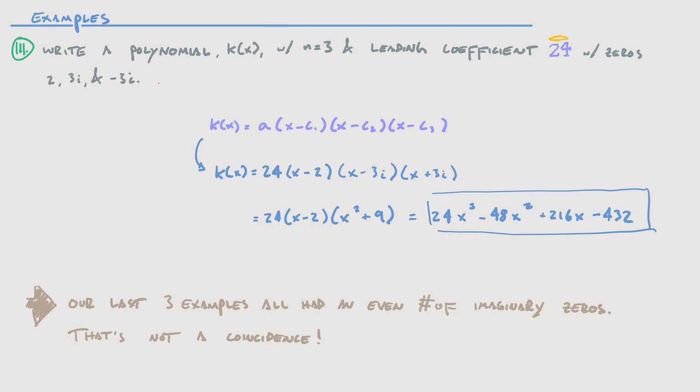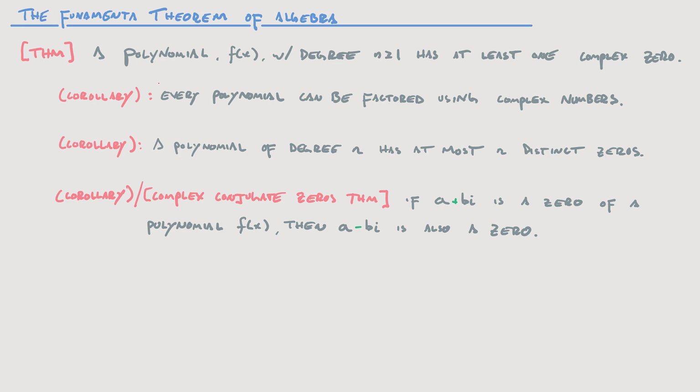This is actually the third corollary to the fundamental theorem of algebra, which actually has a name. It's called the complex conjugate zeros theorem. By the way, I didn't mention this, but the previous corollary also has a name. It's called the number of zeros theorem. I kind of skipped over that, but that's okay. We can call it the second corollary to the FTA as well. But anyway, the complex conjugate zeros theorem says that if a plus bi is a 0 of some polynomial f of x, then a minus bi is also going to be a 0 for that.